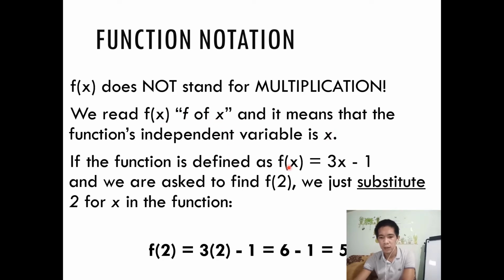So if we have f of x as 3x minus 1 and we are asked to find f of 2, what we do is we simply substitute 2 to our variable. And f of 2 is equal to 3 times 2 minus 1. 6 minus 1 gives you 5.